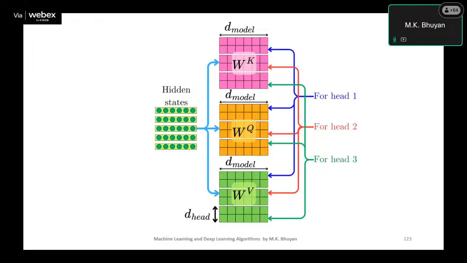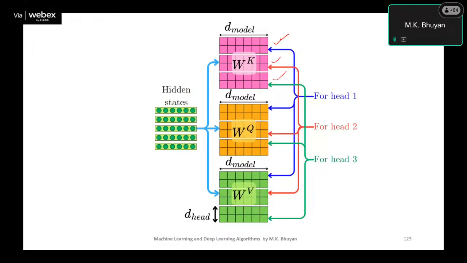If you see here in the figure, the top portion of the matrix is considered to compute head number 1. After this, the second portion of the matrix is considered for determining head number 2. And the third portion of the matrix is for head number 3. So instead of considering three different matrices, we are considering only one matrix.